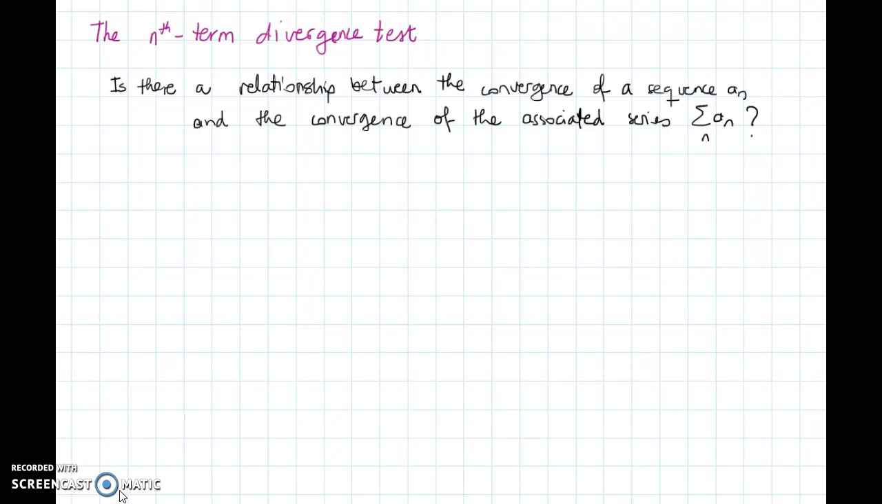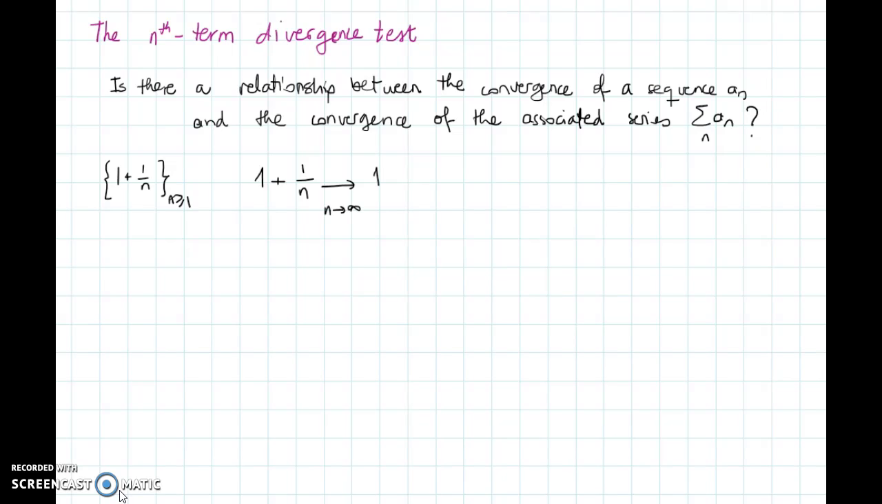So let's say we begin with an example. The sequence I'm going to consider is 1 plus 1 over n, for n greater or equal than 1. We can see very easily that this sequence, as n approaches infinity, approaches 1.